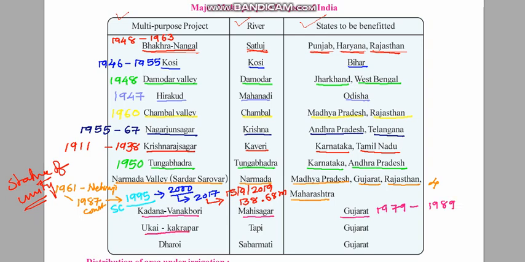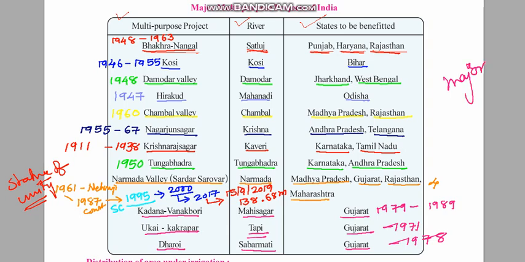Next is Ukai Kakrapar project, which is on the river Tapi. The benefited state again is Gujarat. It was started in the year 1971 and it also had some issues related to it. And the last one is Dantiwada, which is on the Sabarmati River in Gujarat. And it was started in the year 1978.